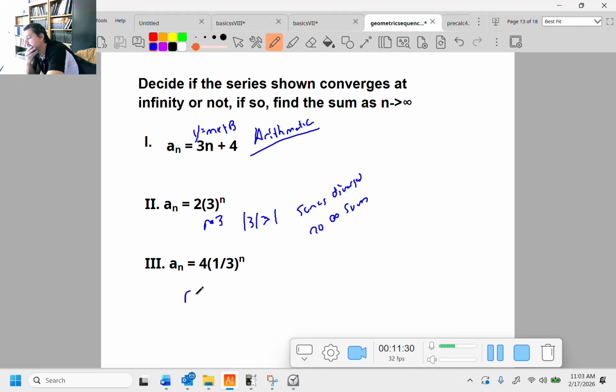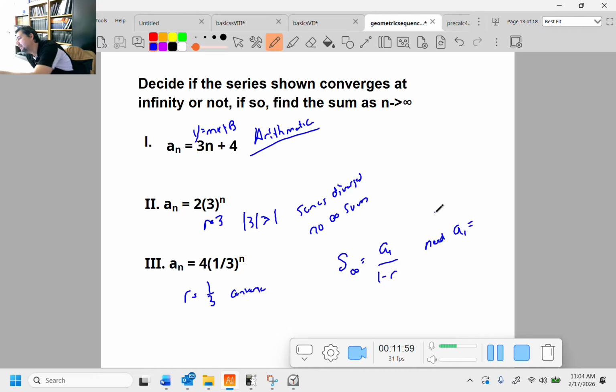All right, here my ratio is a third. Cool. That's awesome. So I can find the sum. We converge. Now, in order to find the sum, I have to think about needing the first term. And this is something that a lot of kids will miss because a lot of kids are just too lazy. What they'll do is they'll say the first term is 4. It's not. I need a sub 1. I find a sub 1 by legit plugging in a 1.